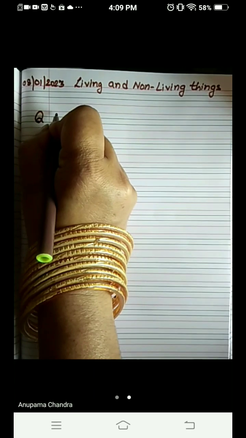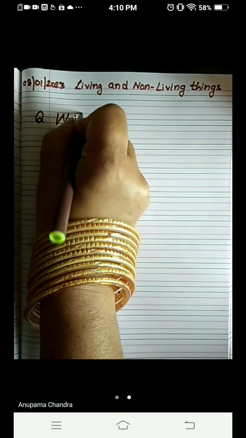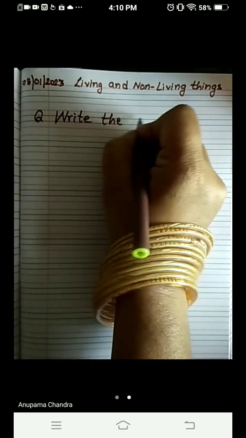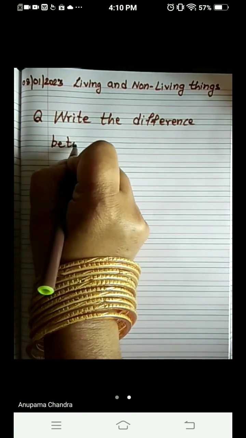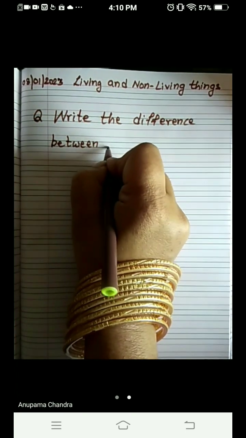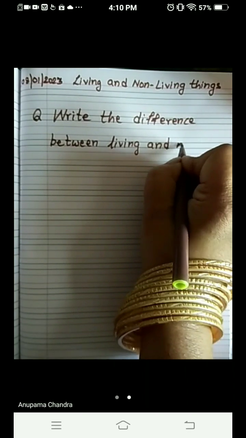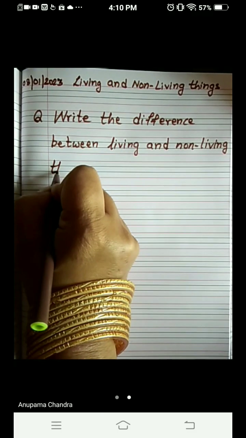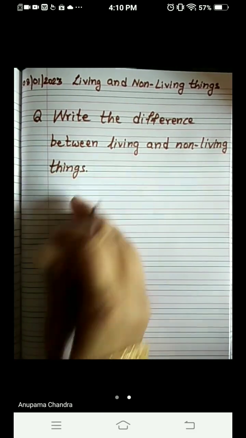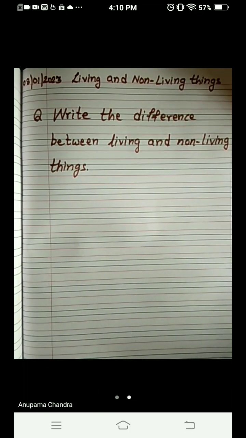The question is: write the difference between living and non-living things. I repeat, write the difference between living and non-living things.